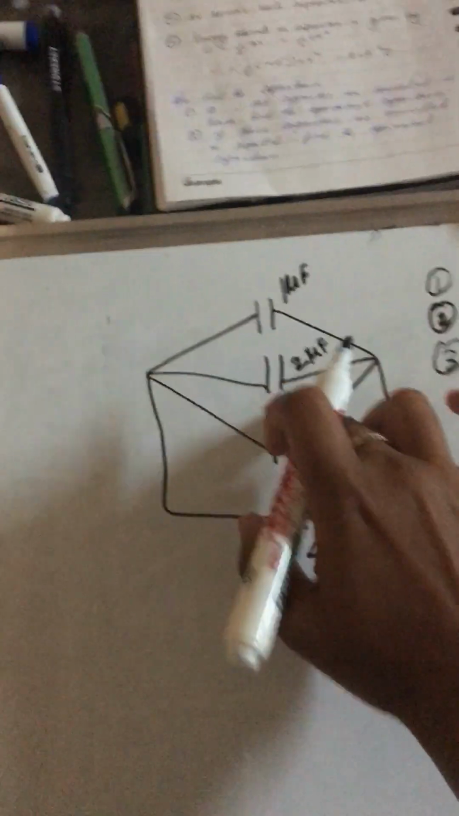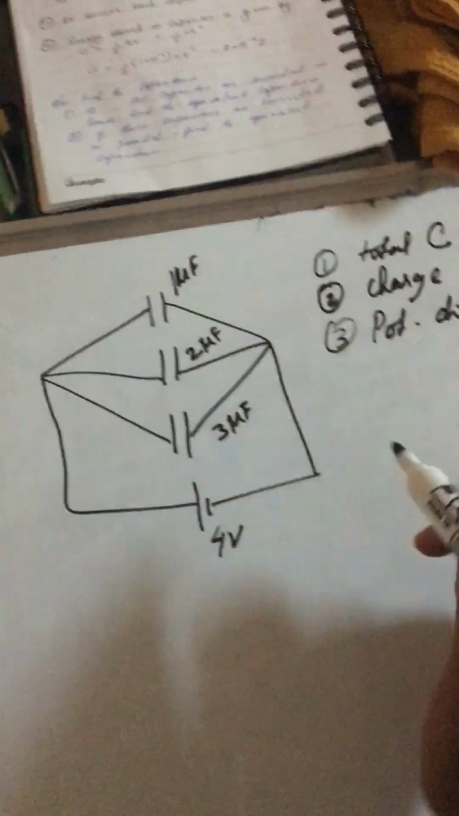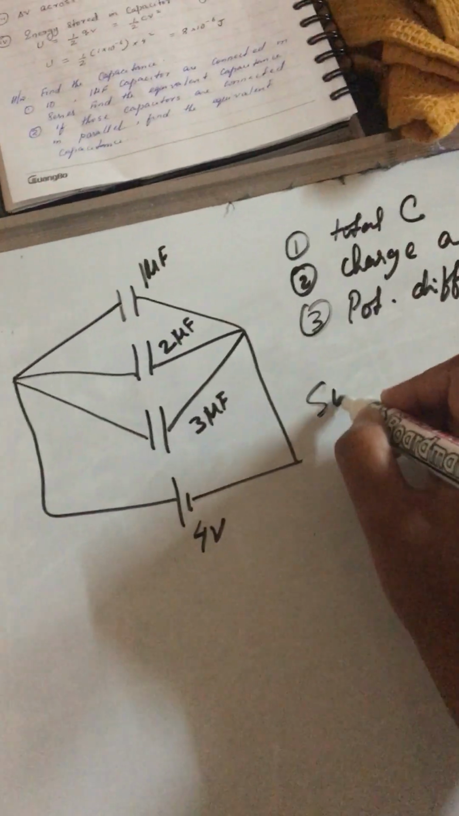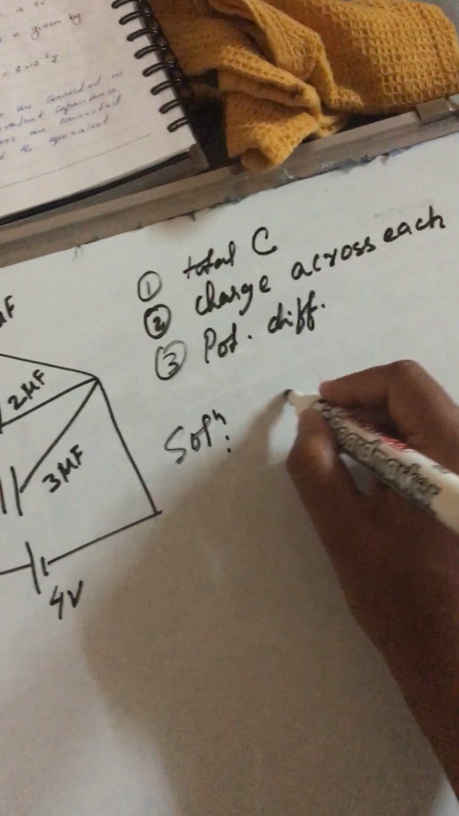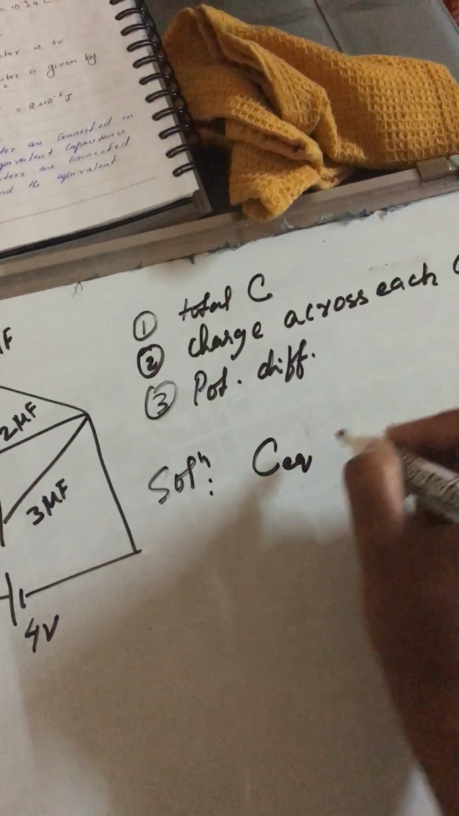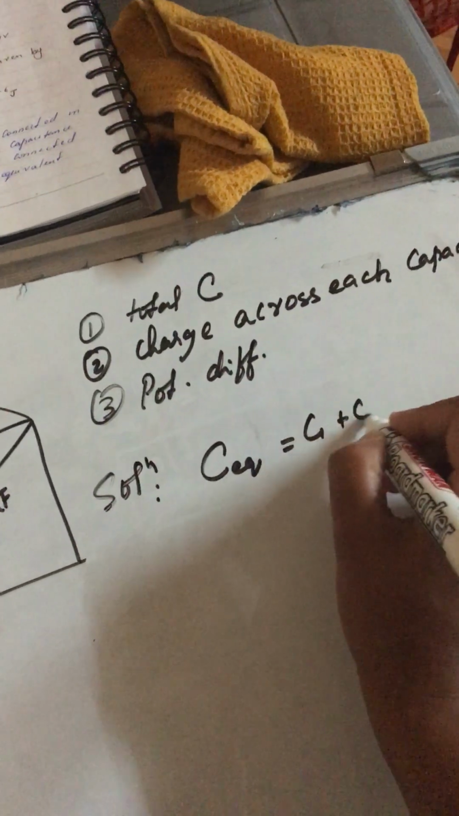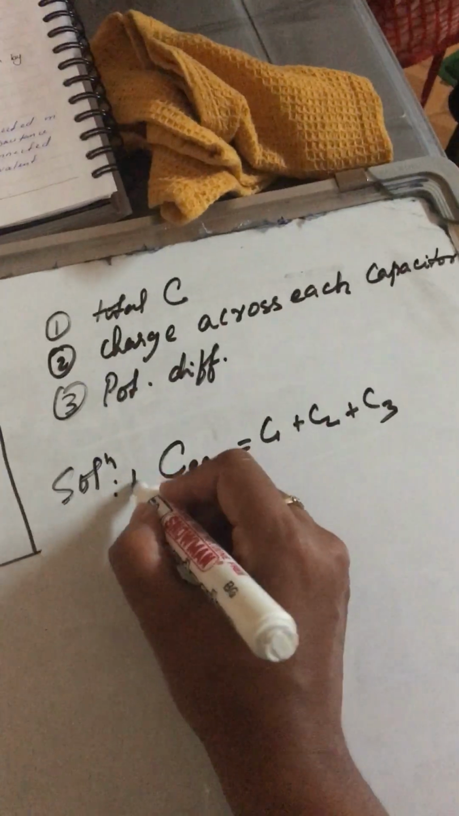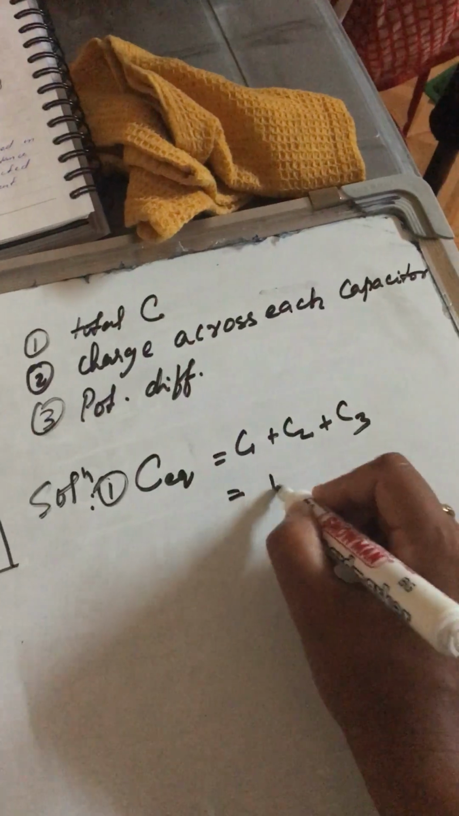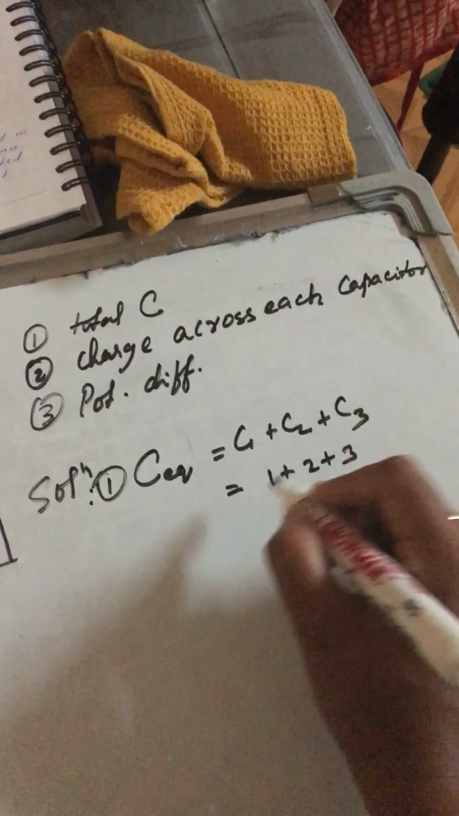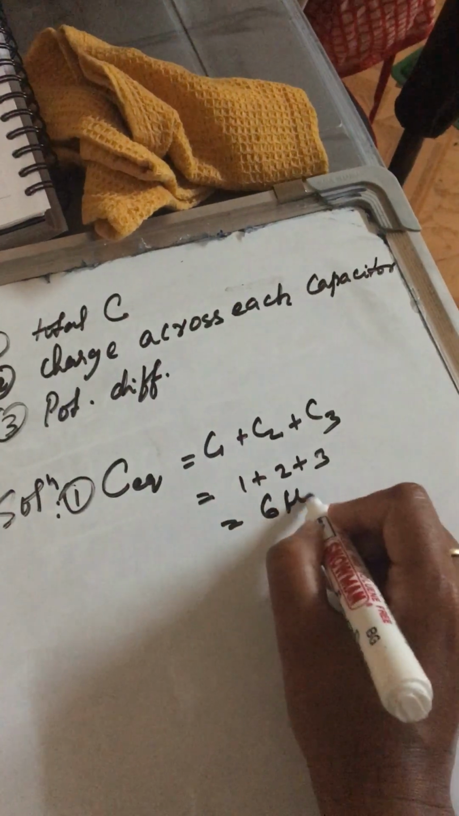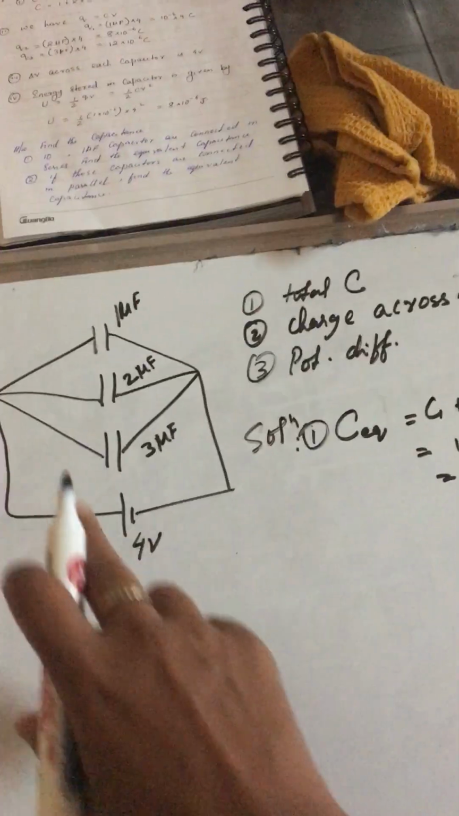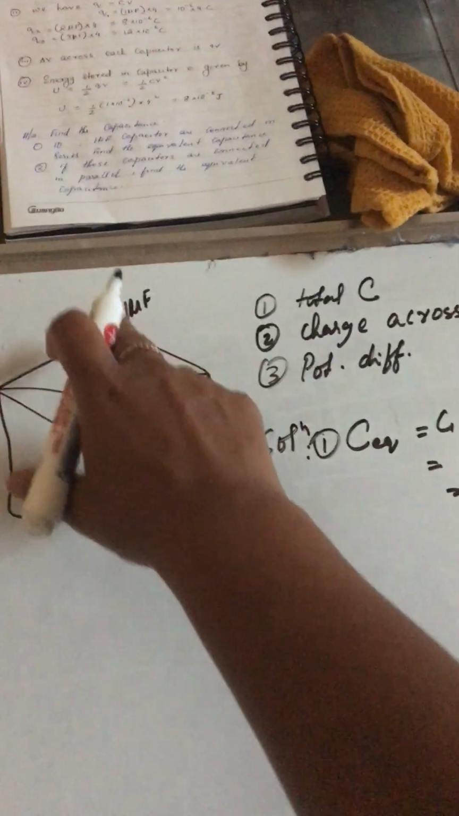Now total capacitance: they are in parallel, right? For parallel, the capacitance is directly addition, C1 plus C2 plus C3. This is 1 plus 2 plus 3, which is 6 microfarad, because they are in parallel.